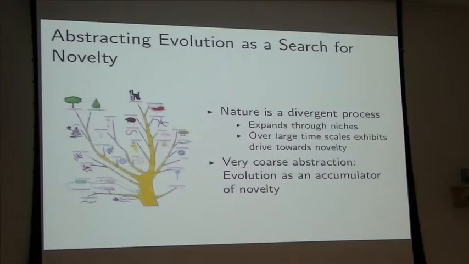Hopefully at this point I've motivated the idea that we can abstract evolution in different ways, and one possible way to do this is as a search for novelty. Clearly natural evolution is not directly a search for novelty, but it is a divergent process that expands through niches and over large timescales does exhibit a drive towards novelty. So as a very coarse abstraction, not trying to be biologically plausible, we can view evolution, if we want, as an accumulator of novelty and wipe away everything else. What this allows us to do is examine that force in isolation. Maybe this is an important force in nature, and maybe it can also be used in an artificial sense for our benefit.